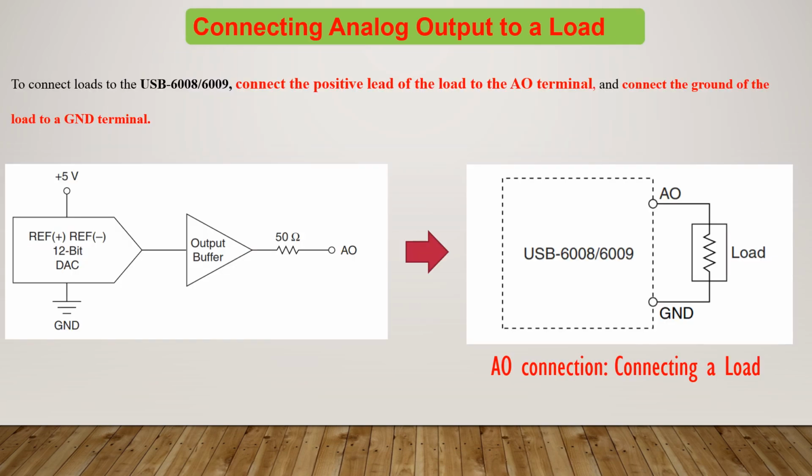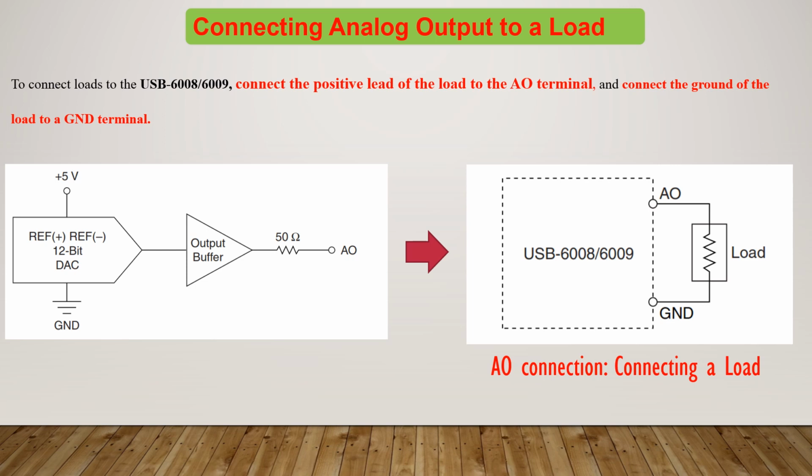How can you connect an analog output to a load? To connect a load to the USB 6009 or 8, connect the positive lead of the load to the analog output terminal and connect the ground of the load to a ground terminal. If you want to send a command to a proportional actuator, you need to connect the analog output of the data acquisition to the analog actuator. So you can connect the AO terminal of the data acquisition to the positive lead of the load and the ground terminal of the data acquisition to the minus terminal of the load.